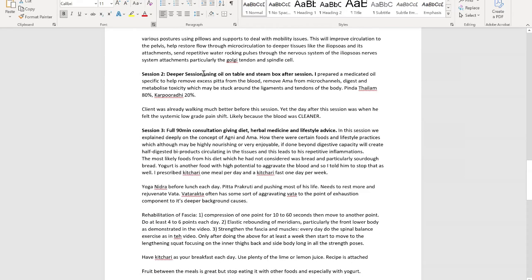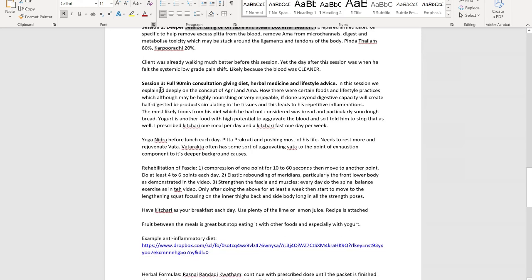In session 2, we went deeper, using oil on the table and a steam box after the session. We were able to already free the spasm to a certain degree, and we're now getting the oil to change his tissues inside. And in session 3, after I got the physical body in a condition to relax a bit more, open and walk, then I started to treat the mind.